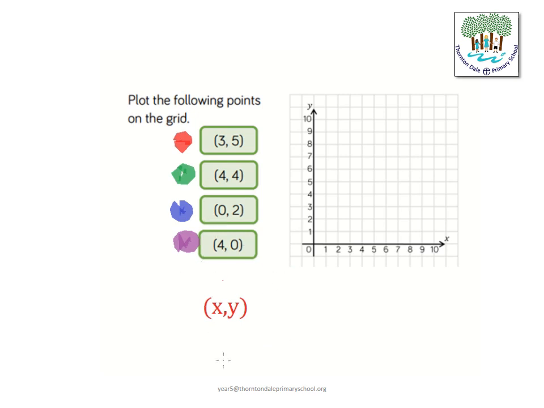The rules are that we use the letters X and Y. The X and the Y refer to the parts of the axes. The horizontal part of the axes is X and the vertical part of the axes is Y. The other thing to remember is we always start from the origin, which is at 0.